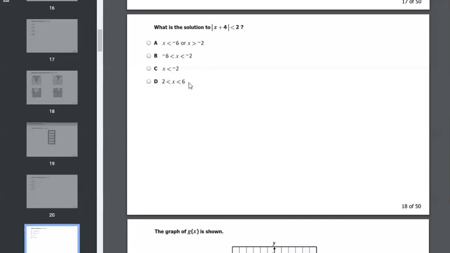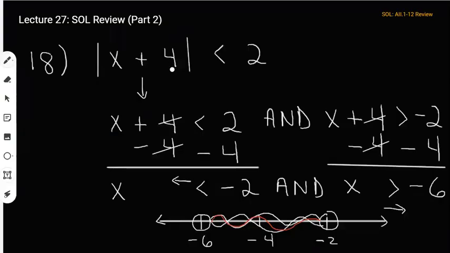Let's see, that's going to be B. X is between negative 6 and negative 2. So not only does x have to be less than negative 2, but it also has to be greater than negative 6. So that's how I got that.